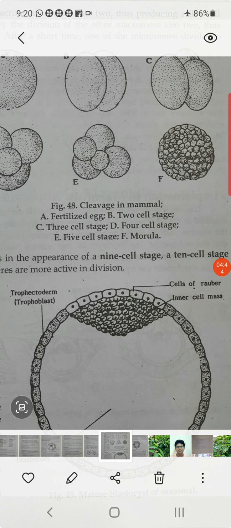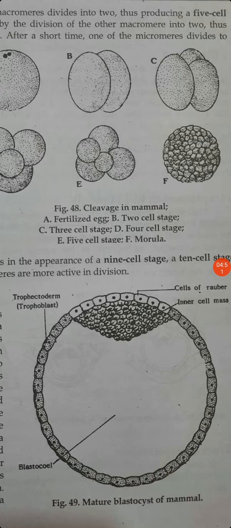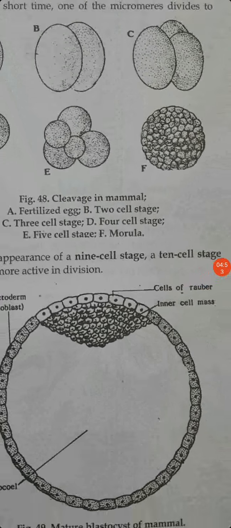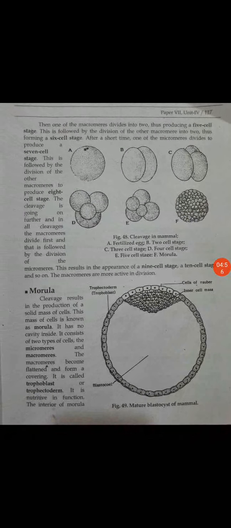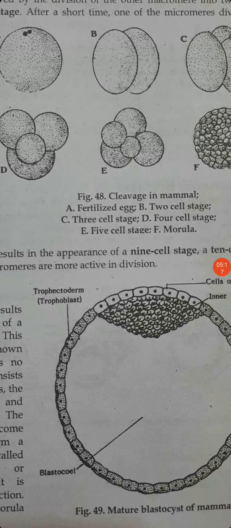The inner cell mass alone develops into the body proper of the embryo. So the inner cell mass develops into the body proper, that is the internal part of the animal. Now this process is going on. Next is the blastocyst. Soon a cavity appears within the inner cell mass of the morula, and this cavity is called the blastocoel. See here, this is the blastocoel in between.